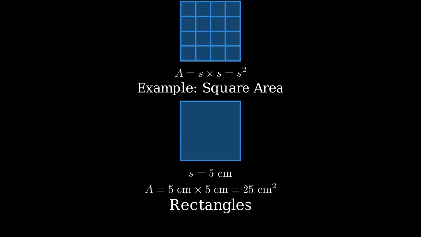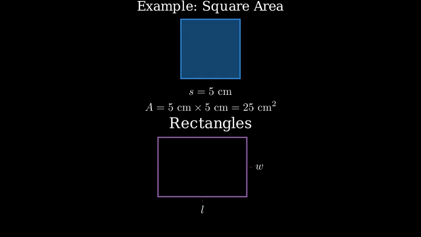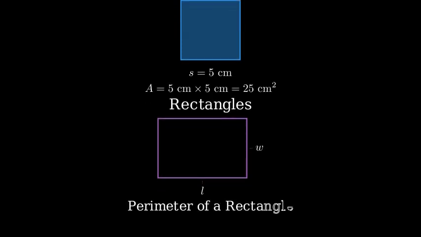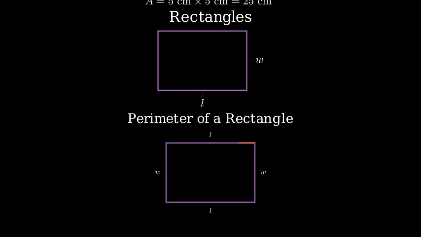Now, let's move on to rectangles. A rectangle is a four-sided polygon with four right angles, but unlike a square, opposite sides are equal in length. We typically label the sides as length L and width W. The perimeter of a rectangle is also the total distance around its boundary. Since a rectangle has two pairs of equal sides, we can calculate the perimeter by adding 2 times the length plus 2 times the width.